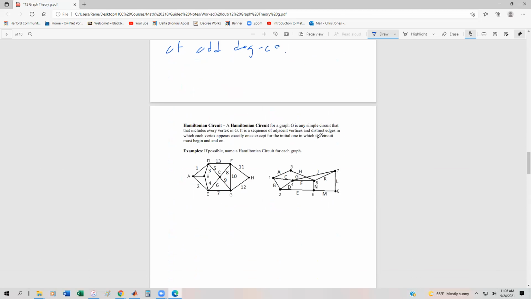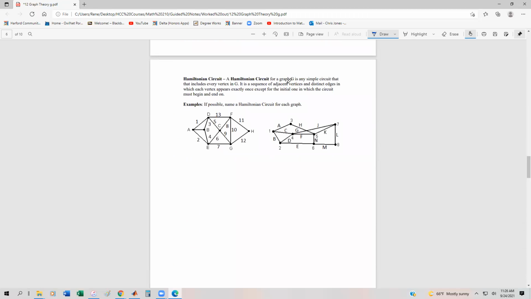Now we have another type of circuit called a Hamiltonian circuit. It's a simple circuit. And remember, a simple circuit begins and ends on the same vertex, and it doesn't repeat vertices, but it includes every vertex in G. So each vertex appears exactly once except for the initial one, which would also be the final one. We don't have to include every edge in a Hamiltonian circuit.